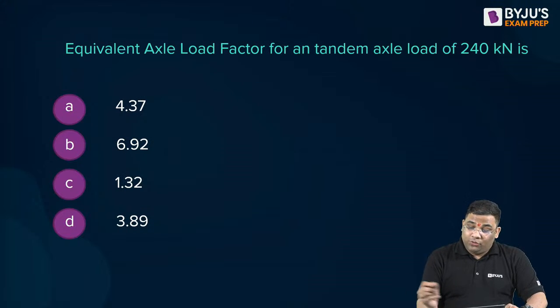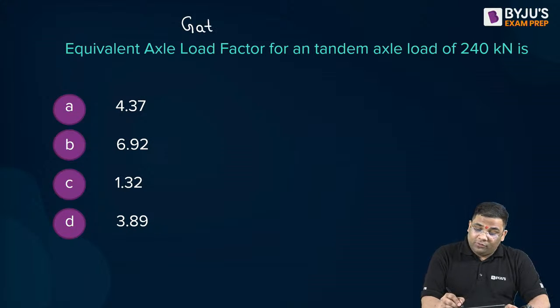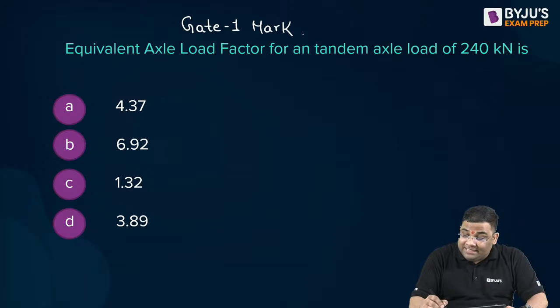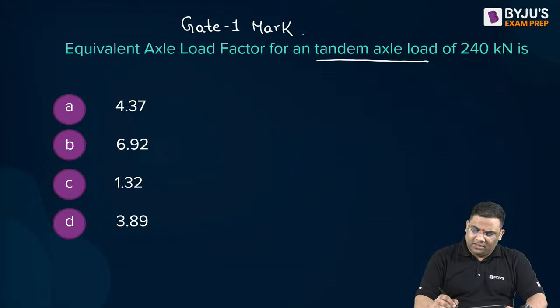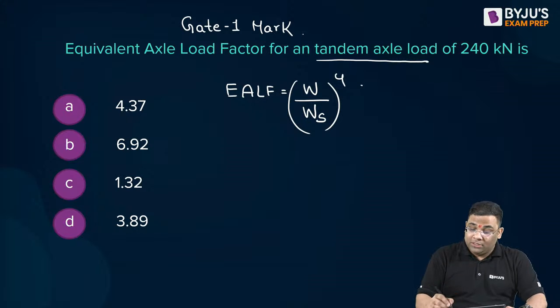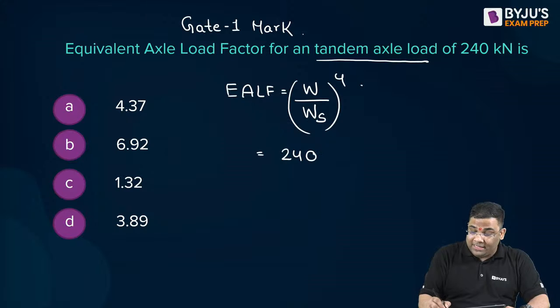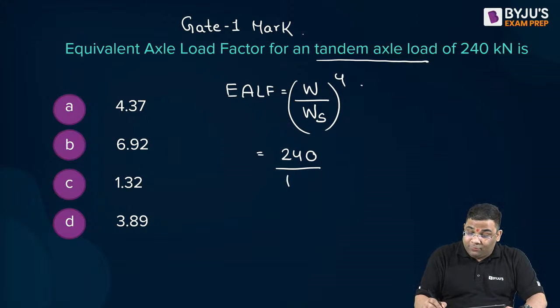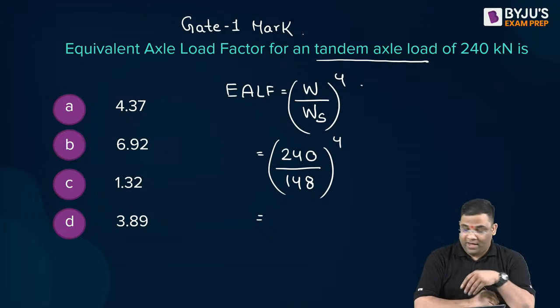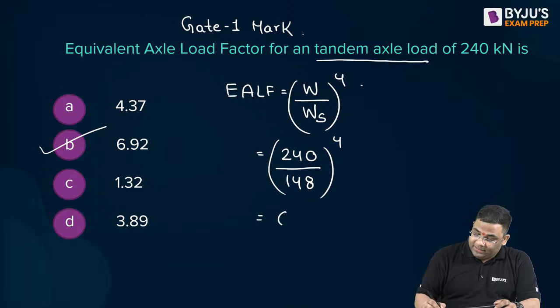This is again a GATE 1 mark question. But here they have mentioned the axle is a tandem axle. If it is a tandem axle, then what will be the equivalent axle load factor? That will be the load divided by the standard axle load, to the power 4. This is 240 divided by the standard axle load, which for tandem is 148, to the power 4. How much am I getting? What's the answer for this? B. Very good.